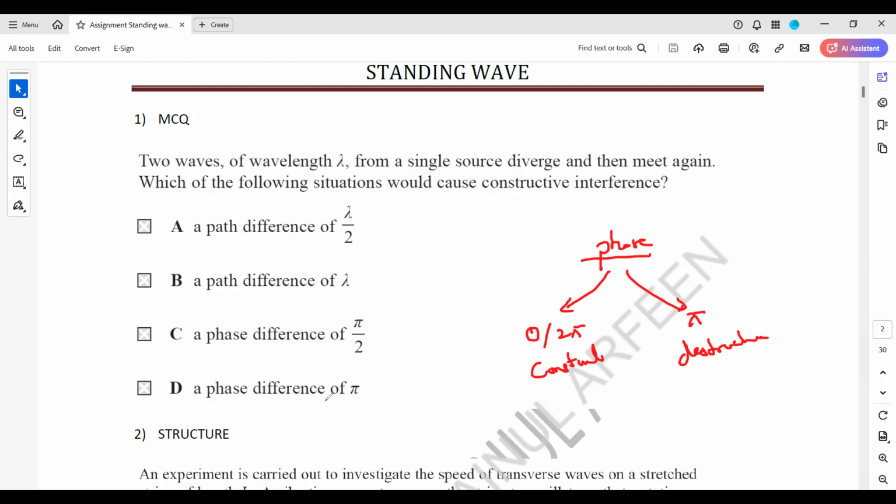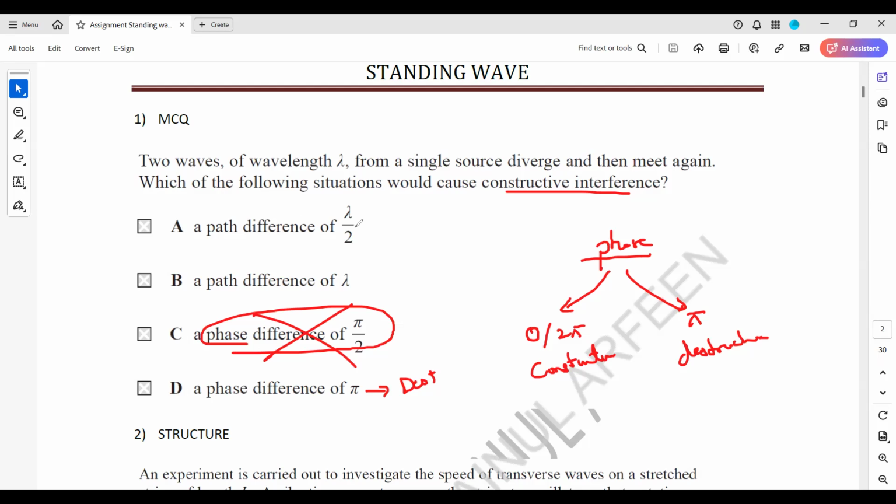So here we want a constructive interference, so we want 0 or 2 pi. A phase difference of pi means this will be a destructive interference. A phase difference of pi by 2 cannot be purely constructive or destructive. It will be a combination, because at pi by 2 or 90 degrees, in some places there will be constructive and in some places destructive. But we want a complete constructive interference. Now we are left with two of them.